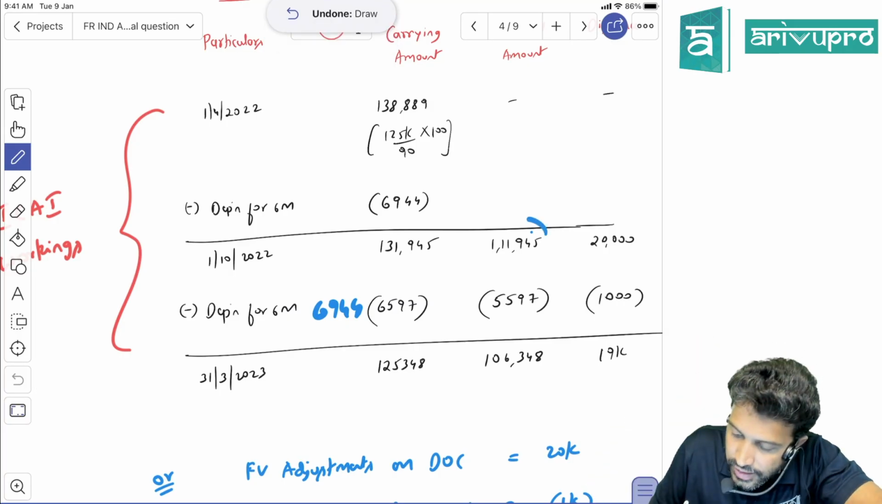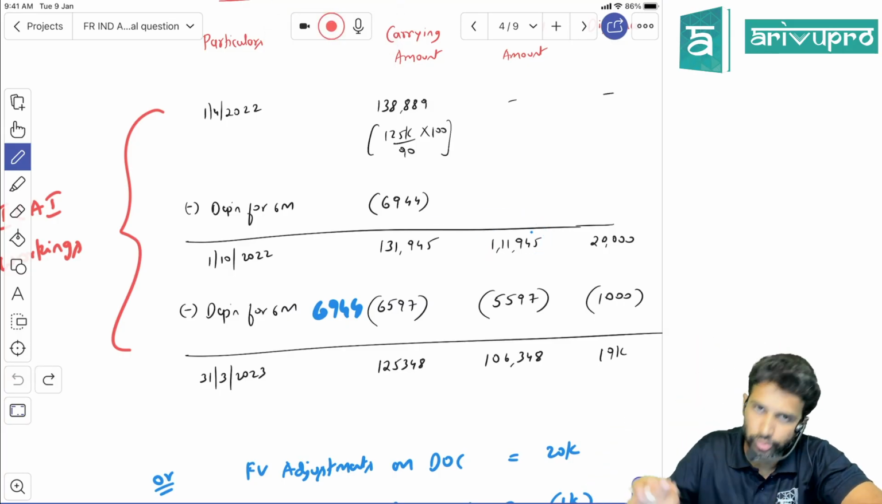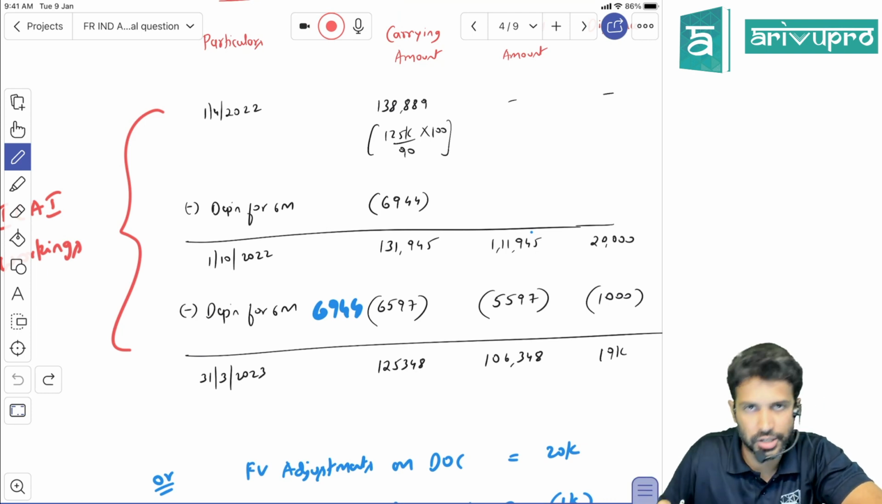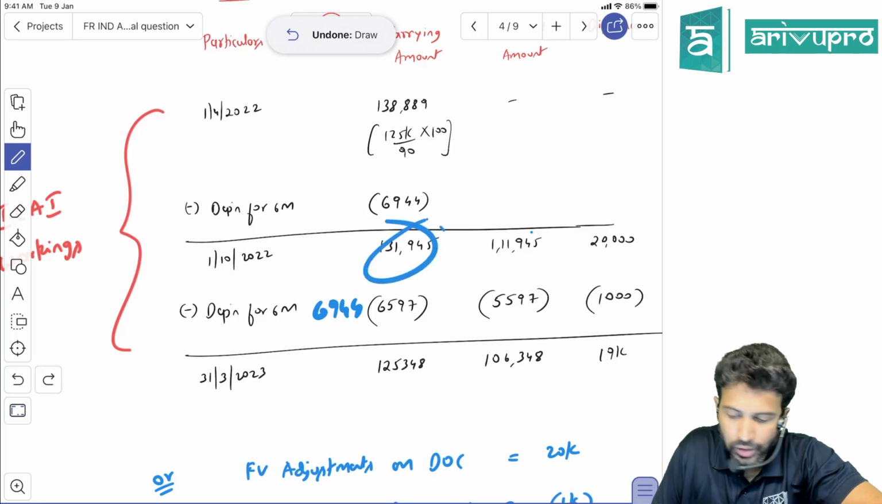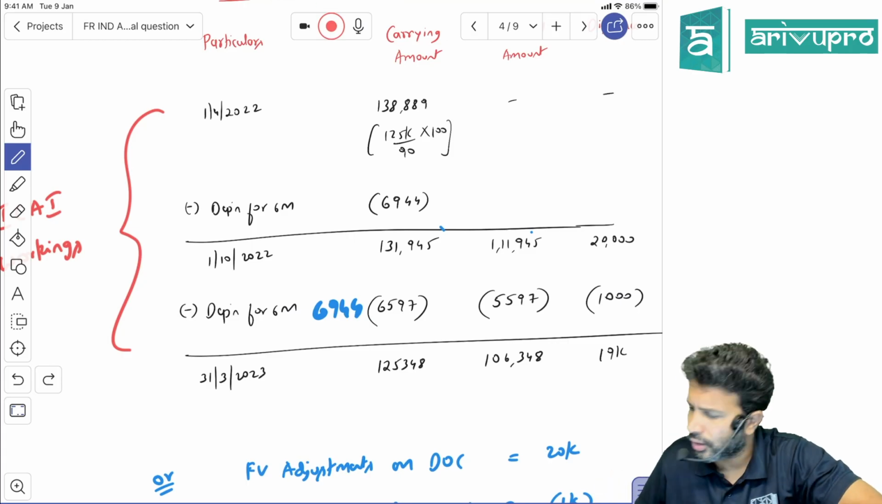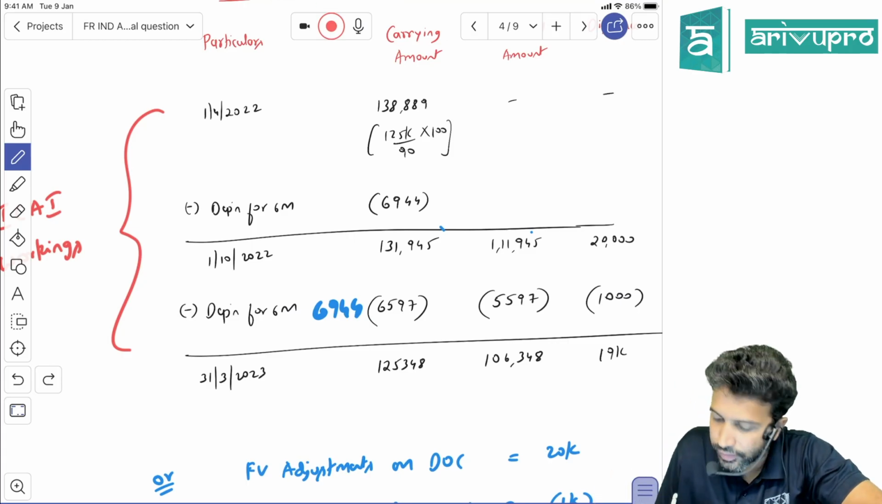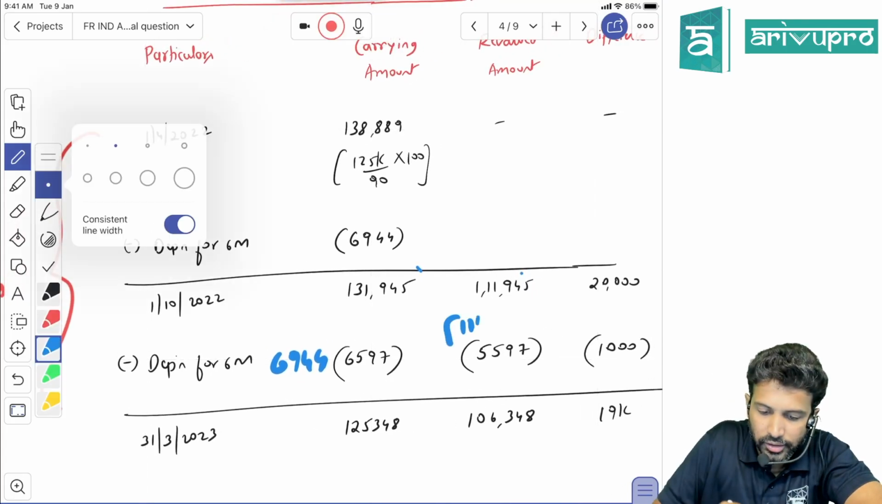Now, since we are considering fair value for our calculation, consolidation or business combination adjustment, for the next 6 months when you calculate depreciation for consolidation purpose, what will you do? You will take the value not as 131, you will take it as 111,945. 111,945 into 10%, the rate, and we are calculating only for 6 months, so into 6 by 12, you will get 5597.